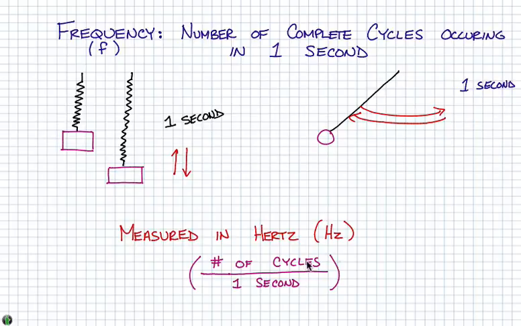Okay, so it's measured in hertz, which is abbreviated capital H and lowercase z. And again, 1 hertz is just the number of cycles occurring in 1 second. So if you have 1 cycle in 1 second, well, your period, as we know from before, is 1 second, and your frequency is also 1 hertz because it takes 1 second to complete 1 cycle.